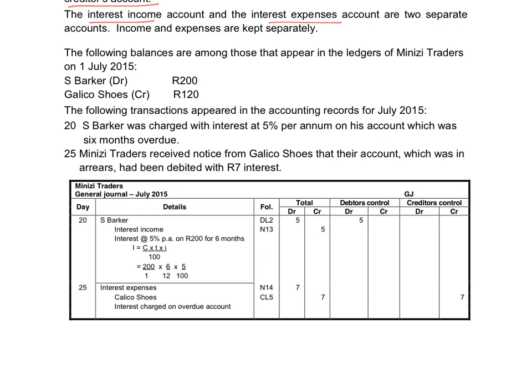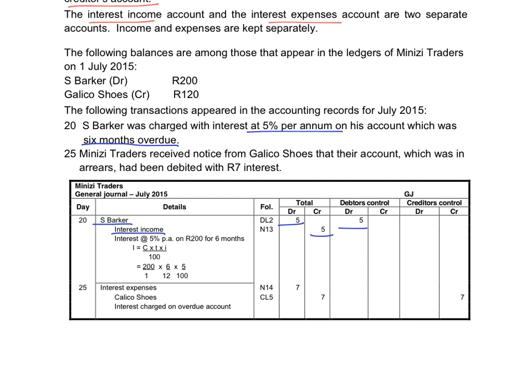S. Baker owed 200 Rand at the beginning of the month. S. Baker was charged with interest at 5% per annum on his account because he already owes the money for 6 months. So we know that we must increase the account of S. Baker in the debtor's ledger with 5 Rand because his individual account must increase, and we will also record the 5 Rand in the debtor's control account. Interest is an income, and income will increase on the credit side.